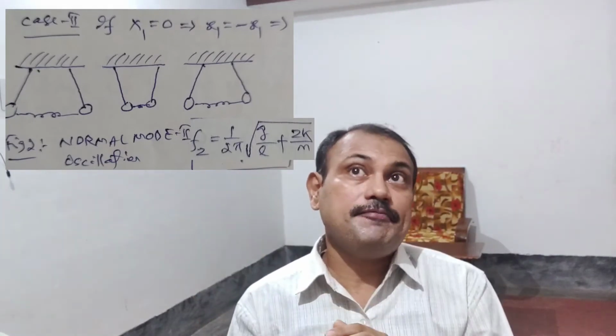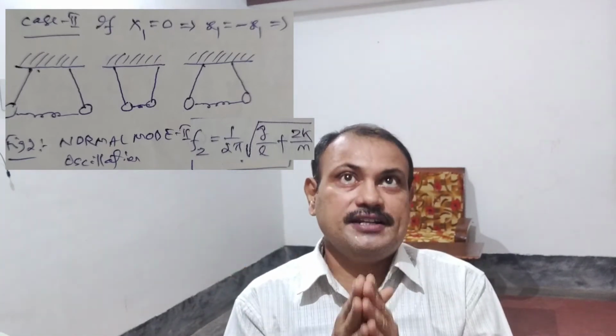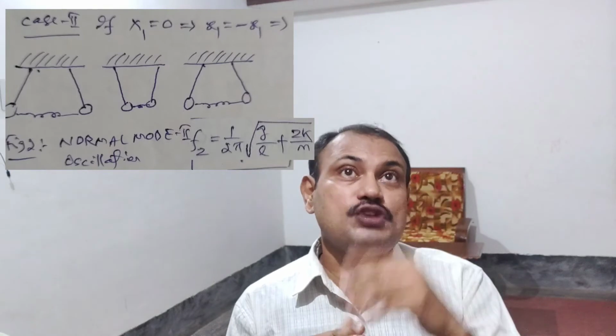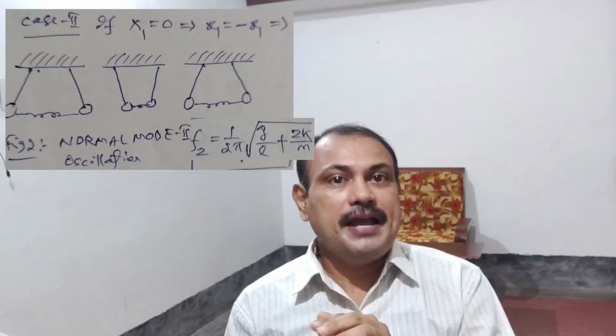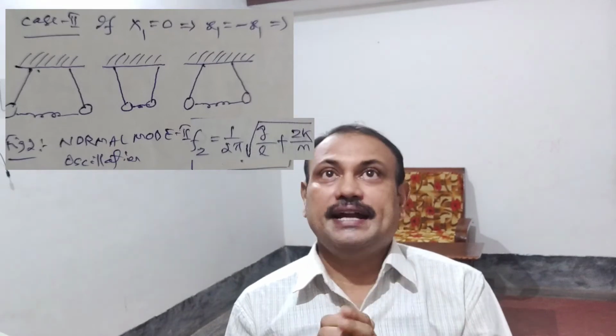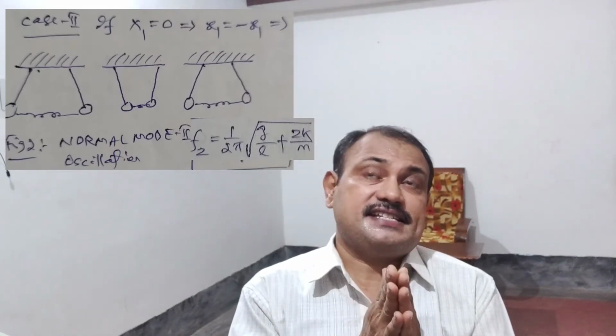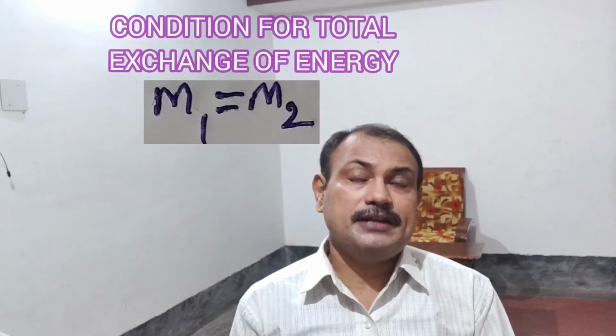And here the normal frequency with which the system is vibrating is always more than the natural frequency of independent vibrations of the individual pendulums A and B. These two cases are the two extreme cases of the normal mode vibrations. However, in between, a large number of possibilities are there with which the system can oscillate. We have discussed the two extreme cases.